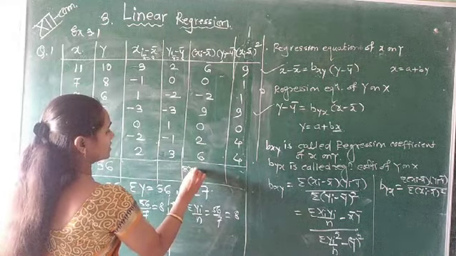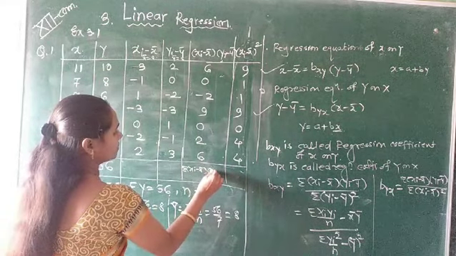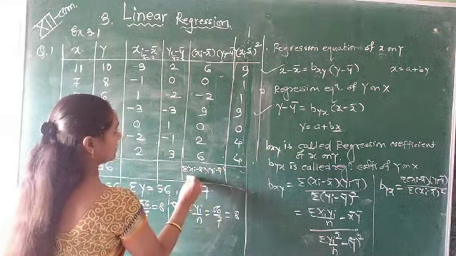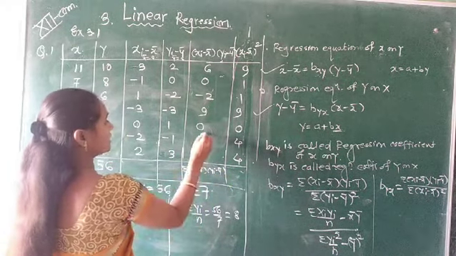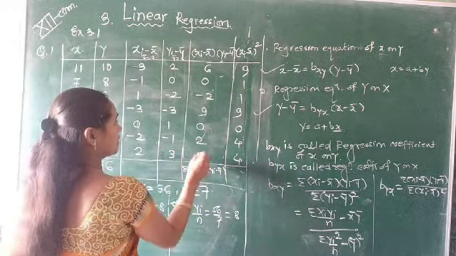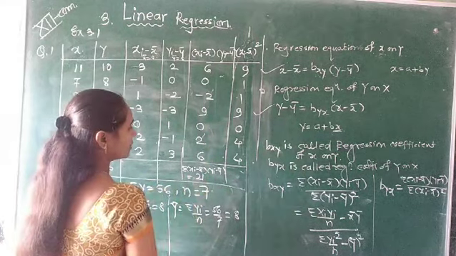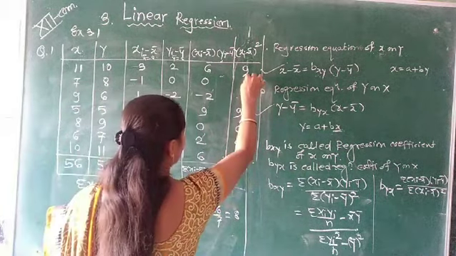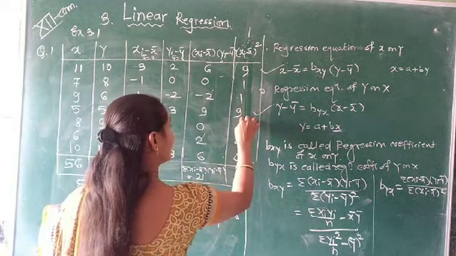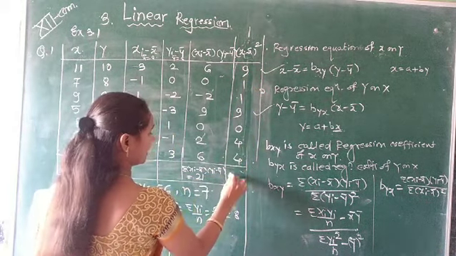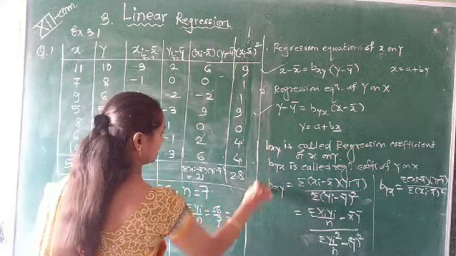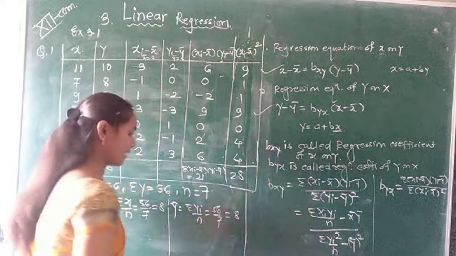Summation xi minus x bar into yi minus y bar is equal to: the minus 2 plus 2 will get cancelled. 6 plus 6 is 12. 12 plus 9 is 21. And see here, 9 plus 1 is 10. 10 plus again 10 is 20. 20 plus this 8, hence it is 28. Summation xi minus x bar square.